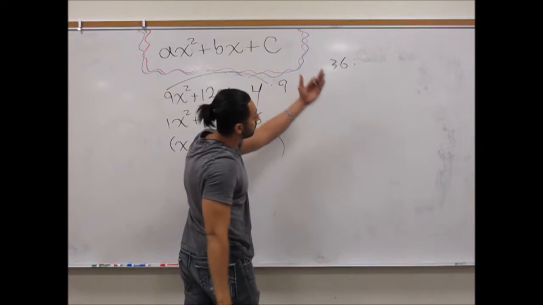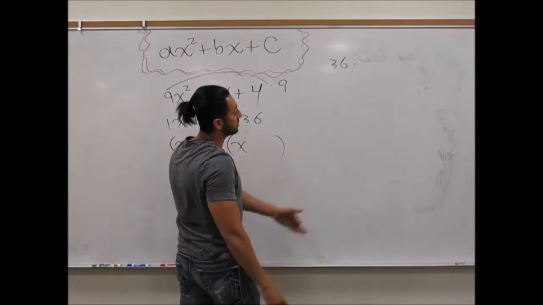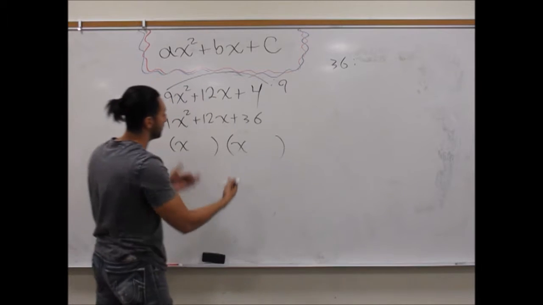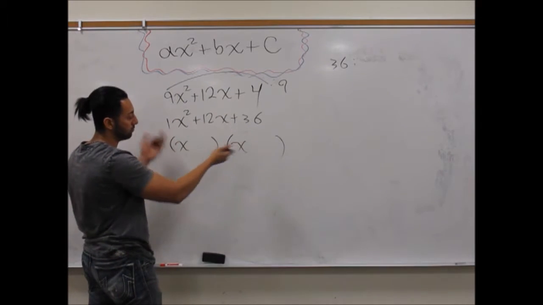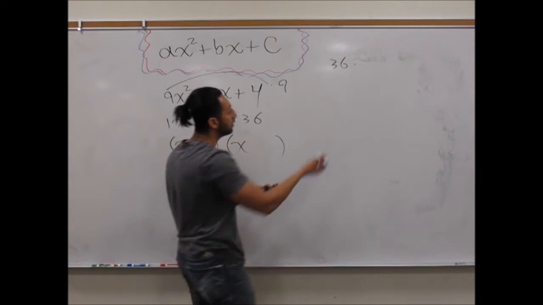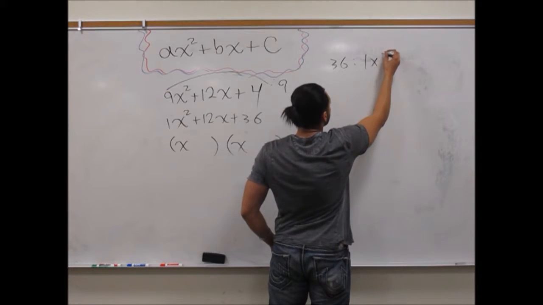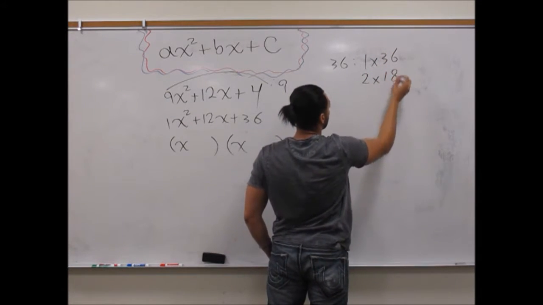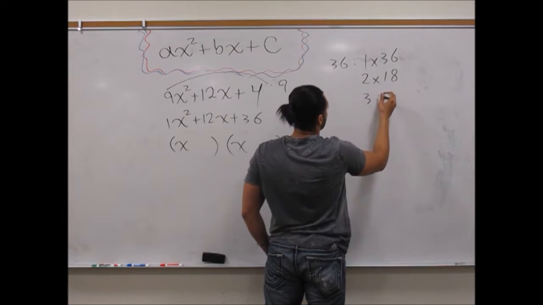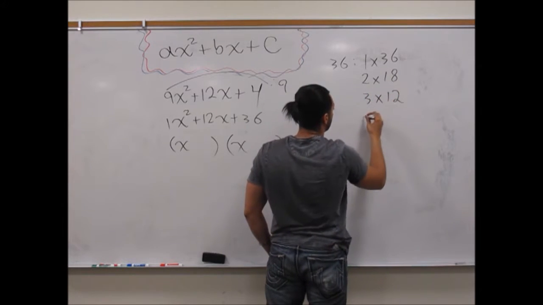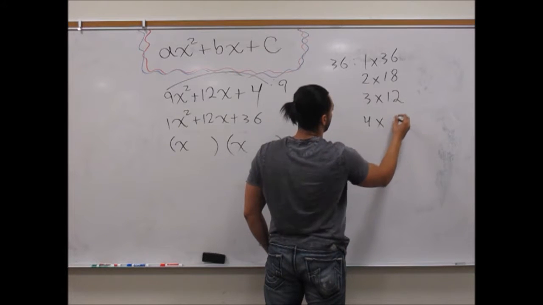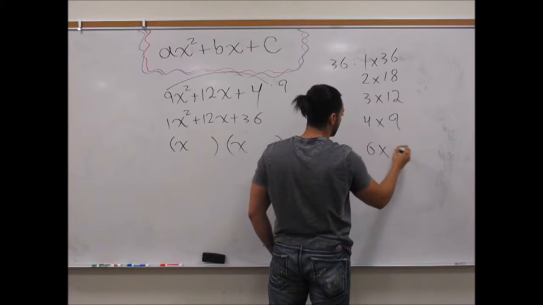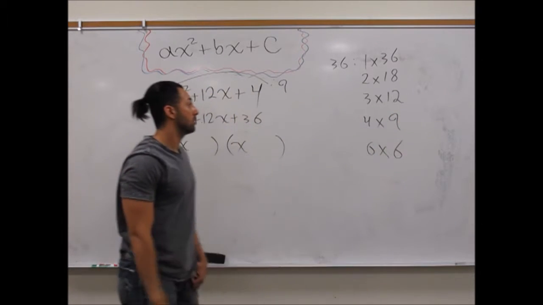I just like to list out all the numbers that go into 36 before I start thinking which one it's going to be. You know what I'm talking about. So it's 1 and 36, that would give me 36. 2 and 18, that'll do it. 3 and 12, that'll do it. 4 times 9, that'll do it. And 6 times 6, that'll do it. I can't think of anything else.